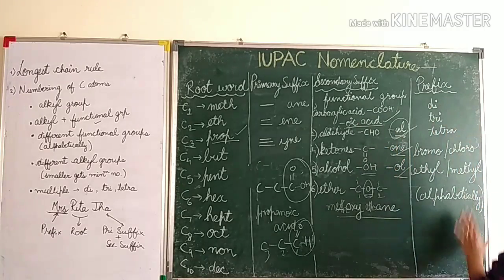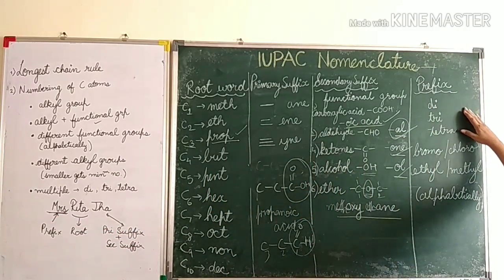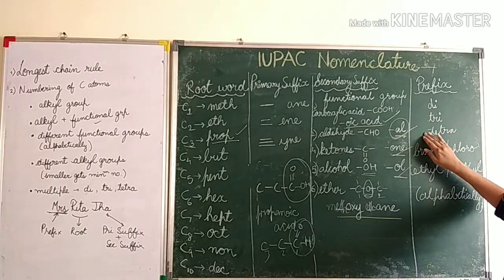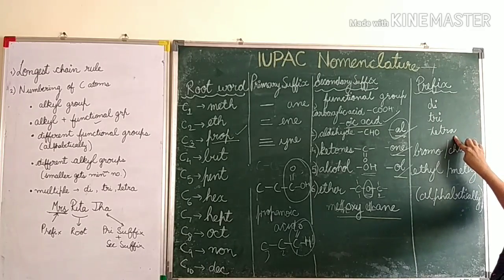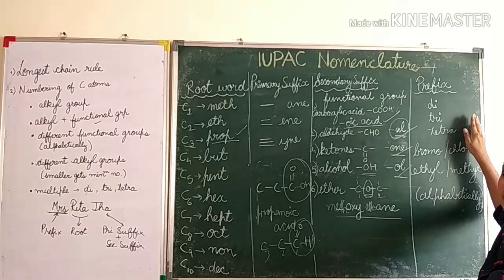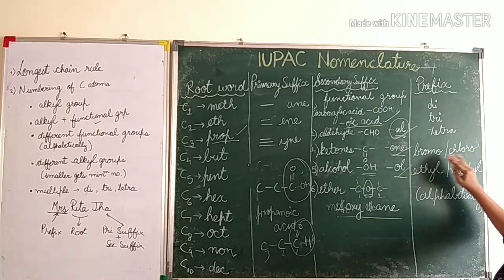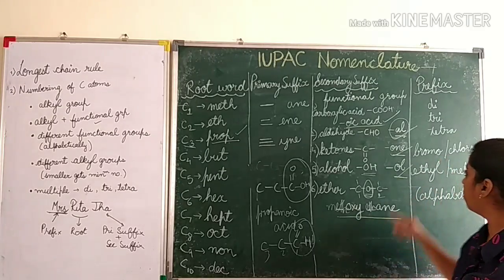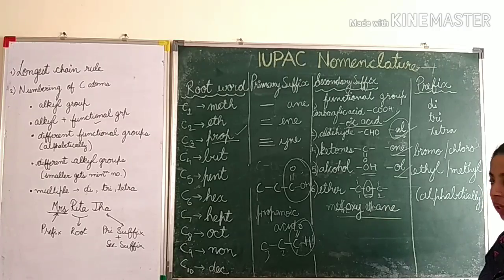Then there is prefix जो कि आगे लगता है Mr. और Mrs. के जैसे. तो prefix में if there are same number of groups, if there are two chlorine or 3 chlorine, so we will write dichloro, trichloro. So di, tri and tetra for the numbering if I have same number of the same group. Now bromo, chloro and so on is used for halogens. So अगर bromine लगा है तो हम bromo बोलेंगे आगे की तरफ, chlorine लगा है तो हम chloro बोलेंगे, right?